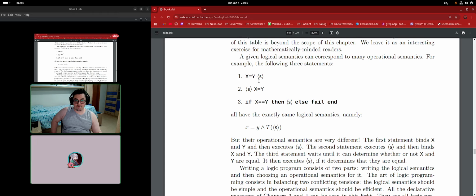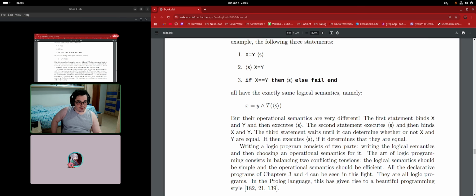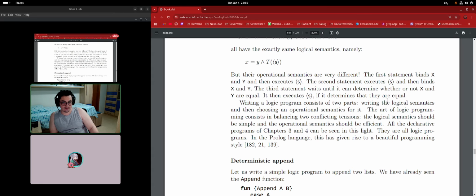So yeah, this is a mapping of many to one, in a sense. The first statement binds x and y and then executes s. The second statement executes s and then binds the variables. The third statement waits until it can determine whether x and y are equal, and then it executes if it determines that they are equal.